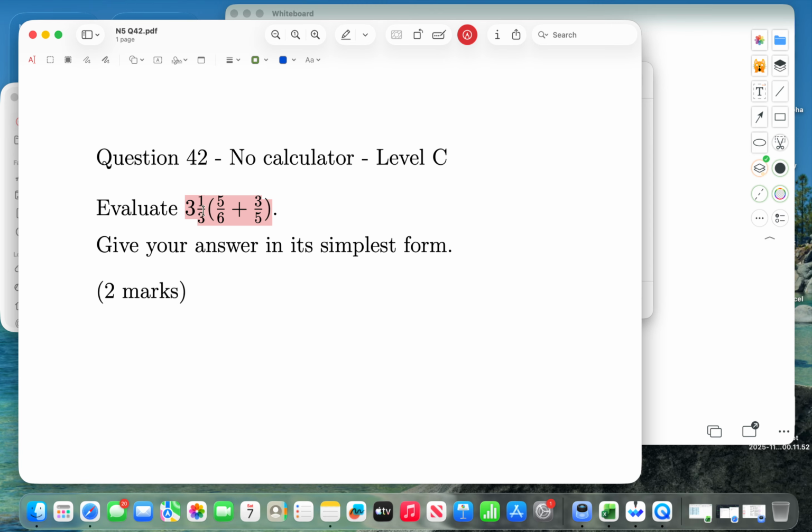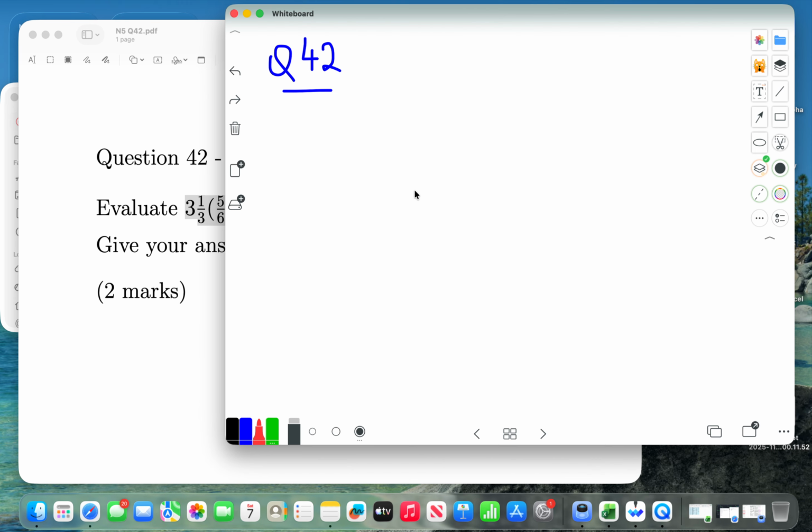Okay, so the easiest way to think about this one is to think back to expanding brackets. You get A(B plus C). Now you can do AB plus AC by multiplying the A by the B, then A by C, and adding together.